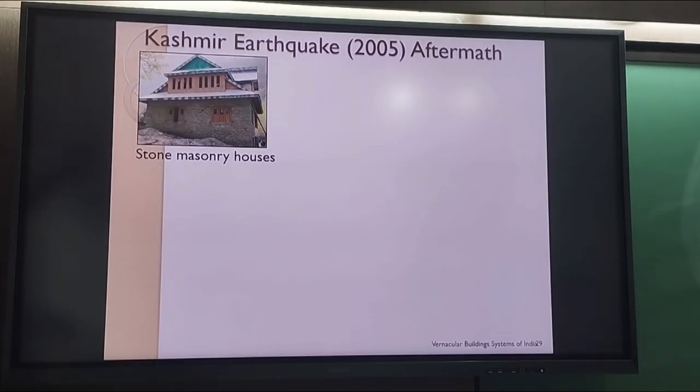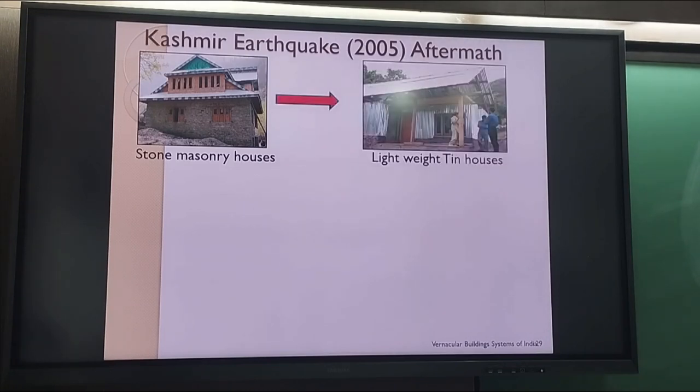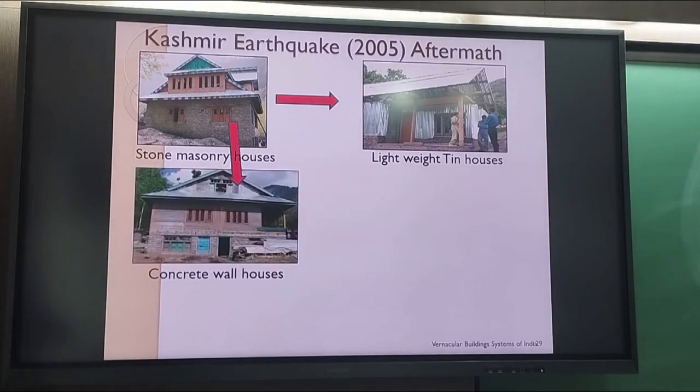All right. Now, Kashmir 2005, there was an earthquake. Before that, you had stone masonry houses. And then, as part of the earthquake rehabilitation, some people brought these kind of tin houses. Imagine how cold it is and how difficult it is to live in that. But mentally, you are safe because tin is light, flexible, nothing will happen.